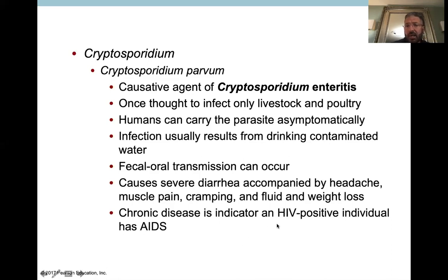Chronic disease is an indicator that an HIV positive individual has AIDS. Right? So it's another one of those. We talked about Giardiasis, jejunum and Kaposi sarcoma, and this, with Cryptosporidium. They're going to notice that if you can't get rid of this, or if your immune system can't handle this, it may be indicative that you have HIV or AIDS, or a diminished CD4 cell count, or your immune system is diminished or underproducing, right?